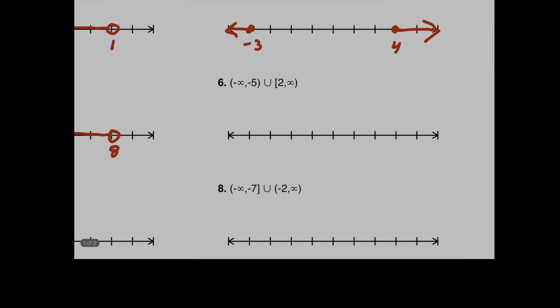Let's go on to number 6. All right, that's another outie one. So negative infinity means it's going to be the arrow going that way. And I'm going to make this -5. Because of the parenthesis, it's going to be a hole in the graph, not a dot. -4, -3, -2, -1, 0, 1, 2. Here's our 2. That's the low end of the next one. Because of the bracket, we want to put a dot there. And that's going to go on to infinity.